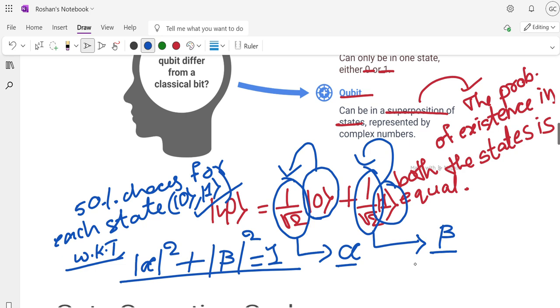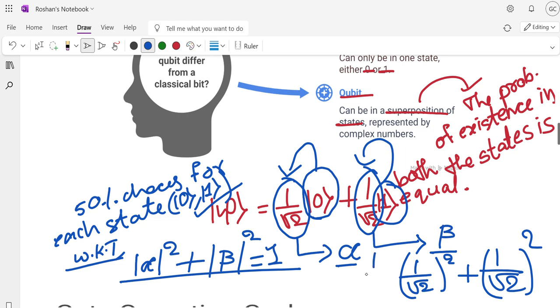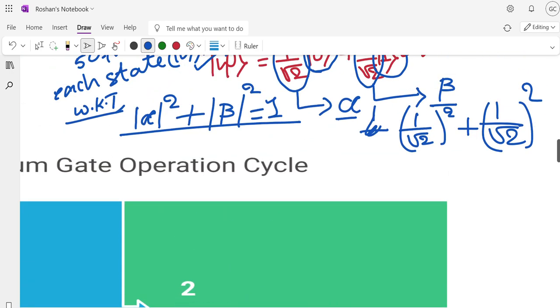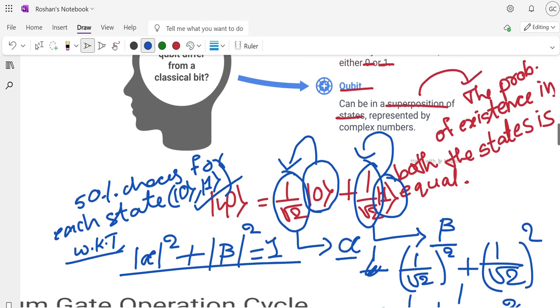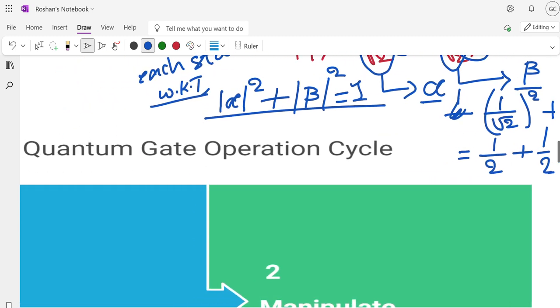That means what is the value of alpha square plus beta square? 1 by root 2 whole square plus 1 by root 2 whole square. What happens here? That equals 1 by 2 plus 1 by 2. Since both the denominators are the same, we'll add up the numerators. That is 2 by 2, which is equal to 1. So the condition is satisfied. Okay. Now we'll move on to the next topic.